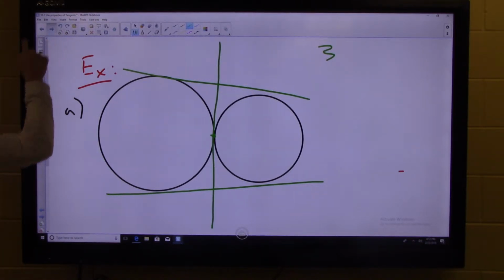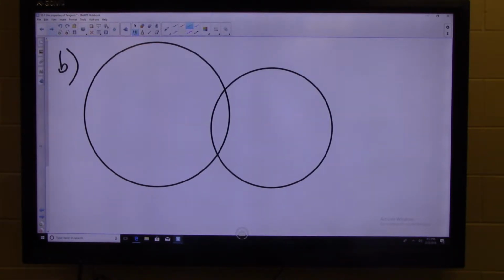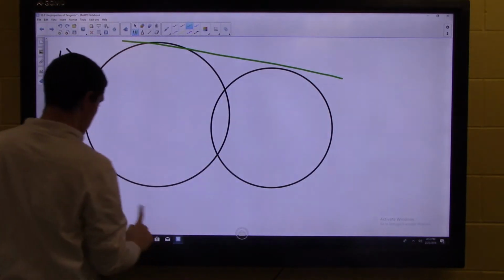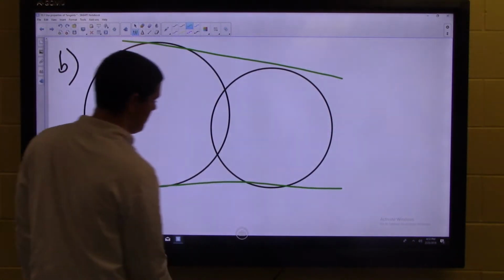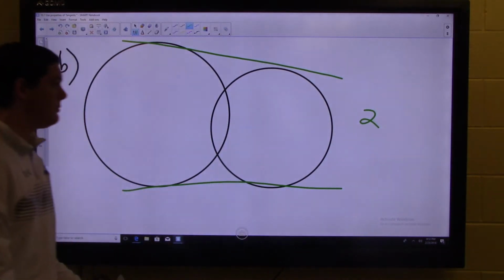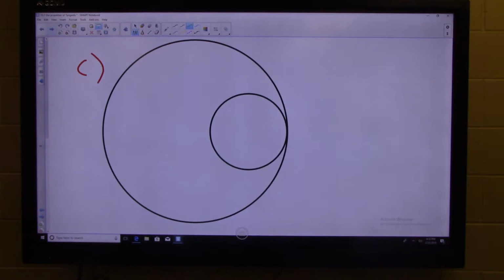Next example, part B. Well, we've kind of already done this one. Actually, no, we haven't. My bad. We have not done this one. So try to do this one. Again, pause it if you need to. Here's the answer. 1, 2, and that's supposed to be tangent. So answer's 2 there.